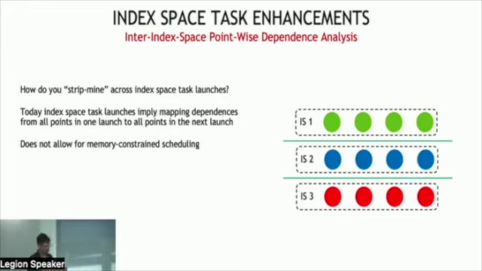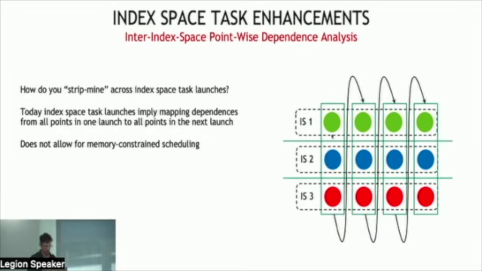It doesn't allow for really memory constrained scheduling. Maybe I actually need to serialize the execution of these point tasks in such a way that I run a sequence of red, blue, green, and then that frees up some memory that can be used for allocating the next green point task, or creating an instance for the next green task to run. If you could strip mine and run these tasks in this order, you can actually fit your program in memory in a way that you wouldn't be able to do today.